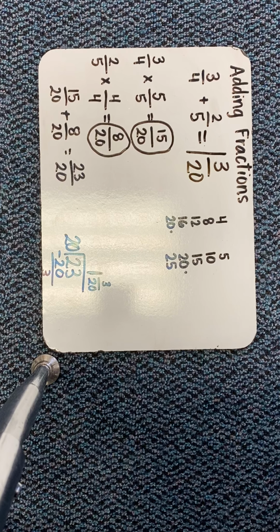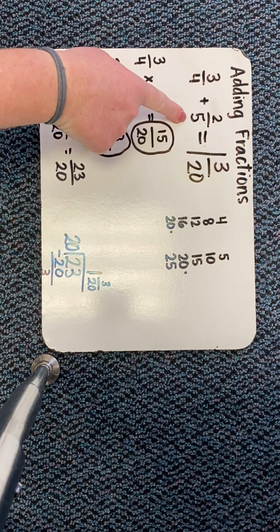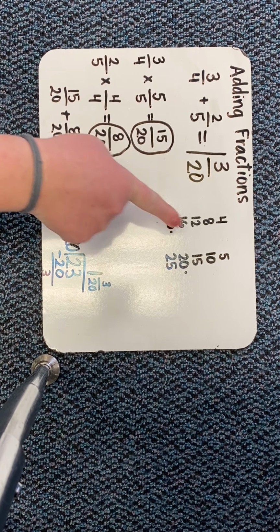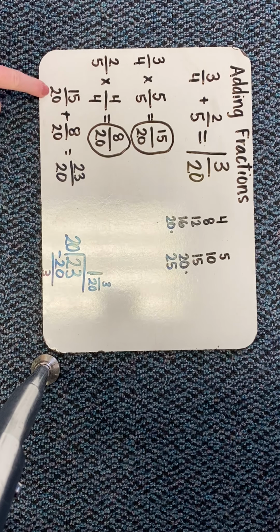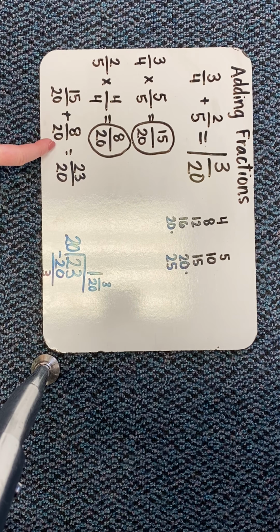Now, boys and girls, when you are subtracting fractions, you must do the same thing. Look at your denominators, list your multiples, and here I would have done 15/20 minus 8/20 if I wanted to subtract my fractions. Remember, check your denominators, find equivalent fractions, and either add or subtract those.